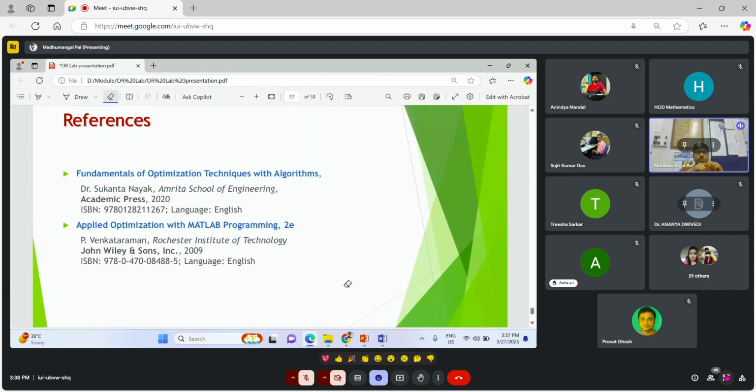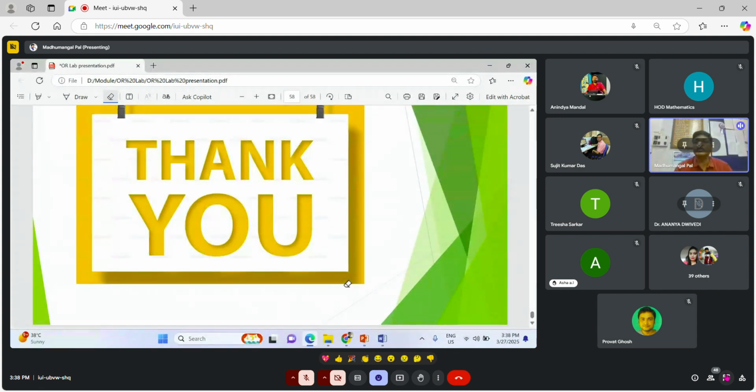So these are the answers. And a very important thing is the references. These are the two books which are very useful for optimization techniques with algorithms. The first one is written by Sudhankar Naik, published by Academic Press, and the second one is published by John Wiley. Okay. And thank you very much.